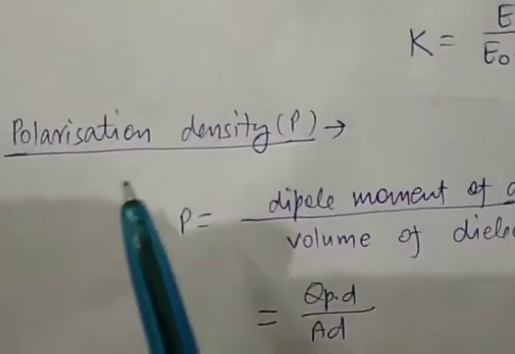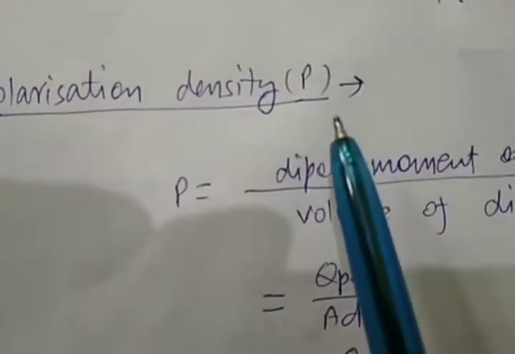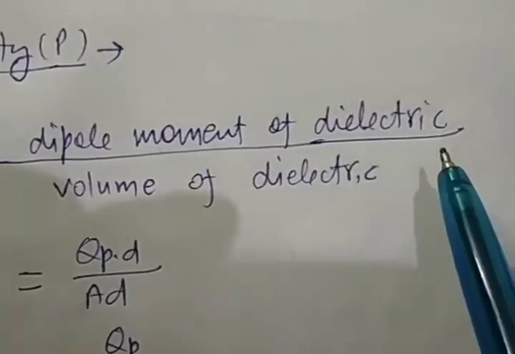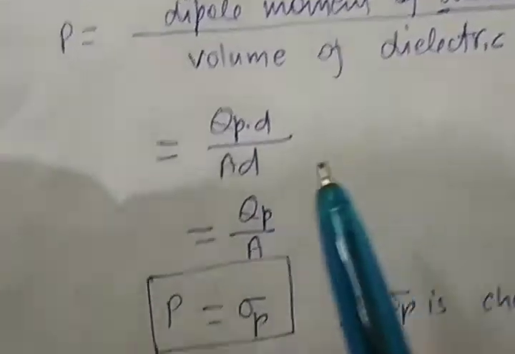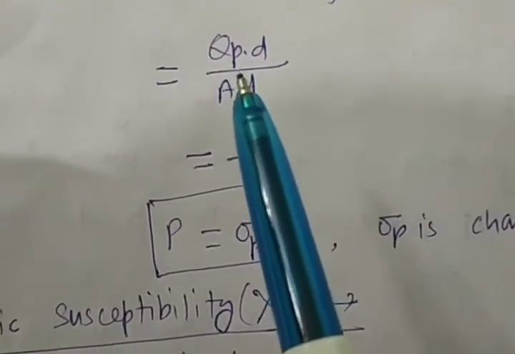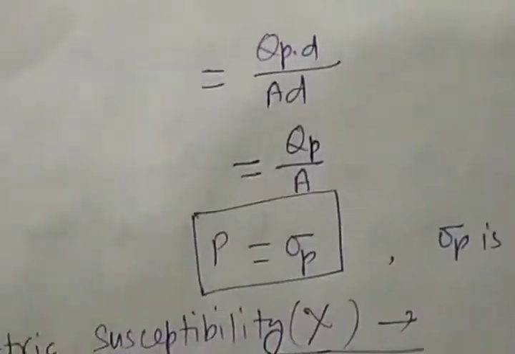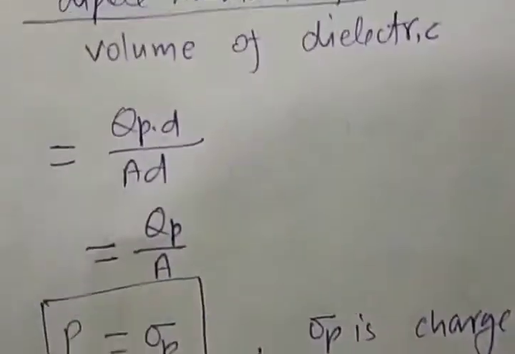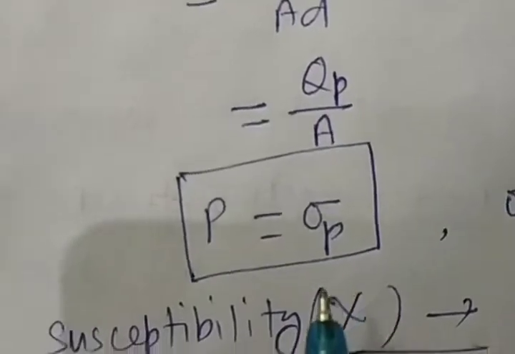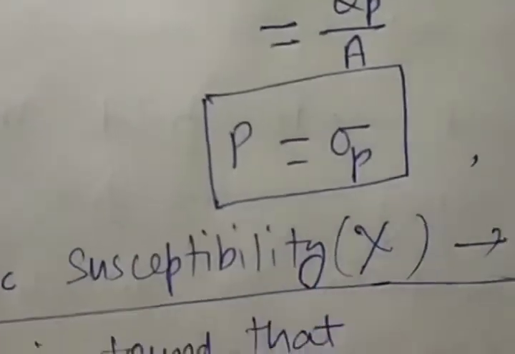Now there are some definitions related to it, like polarization density. It is the dipole moment of the dielectric upon the volume of the dielectric, so QP into d. QP is the charge induced on one side of the dielectric, and then this one is the value of QP upon A, and this is the charge upon area, so we can say this is the charge density.